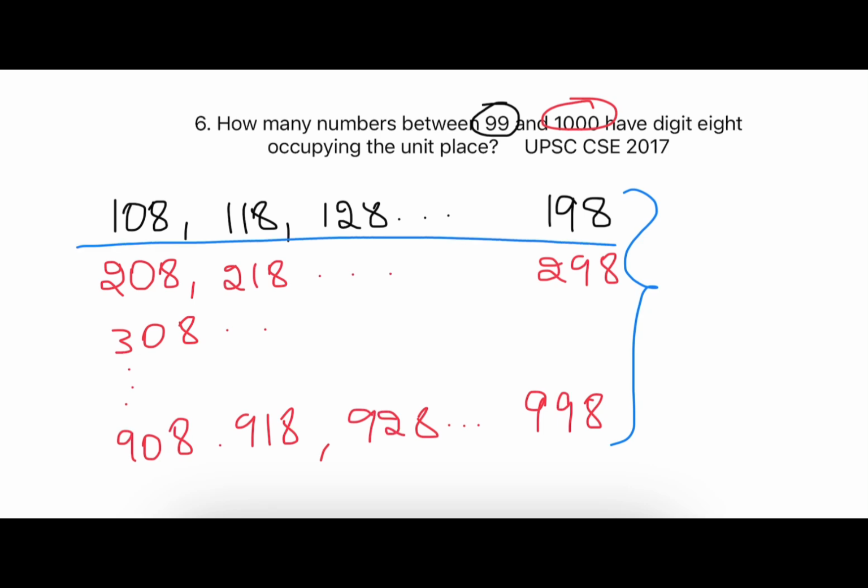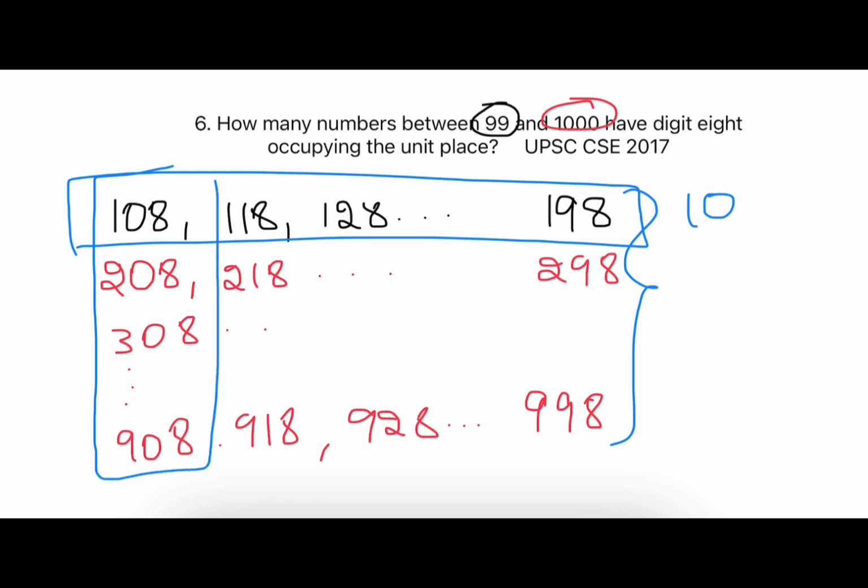Now this particular horizontal row has 10 numbers, 108 up to 198. If we count, there are 10 such numbers. And if we count the vertical column, in this vertical column there are 9 such numbers. So the final answer is 10 into 9, which is equal to 90. Therefore, 90 such numbers are there between 99 and 1000 that have digit 8 occupying the unit place. I hope you understood this.